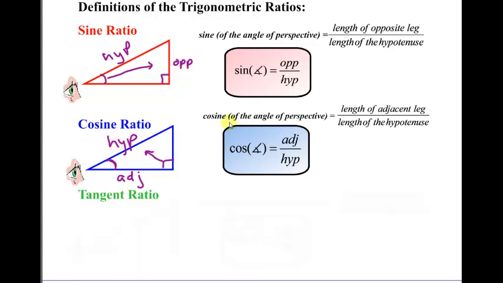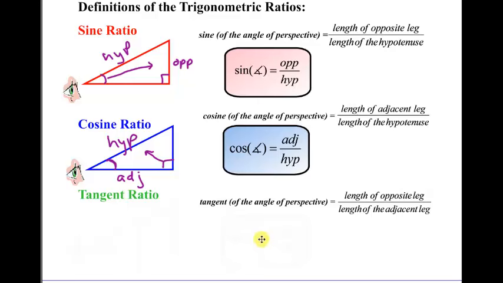The tangent ratio is our last one, and it looks like this. The tangent of our angle of perspective is the length of the opposite leg divided by the length of the adjacent leg. In abbreviated form, it's tangent of the angle is the opposite leg over the adjacent leg.